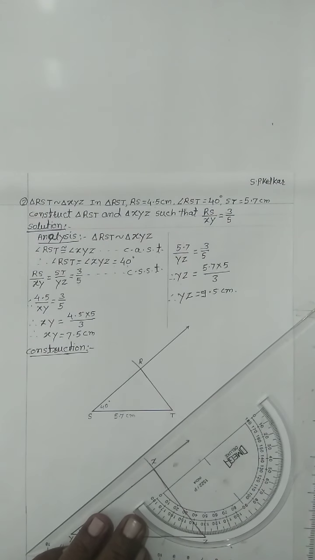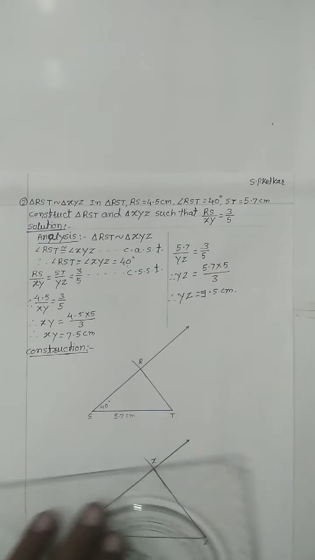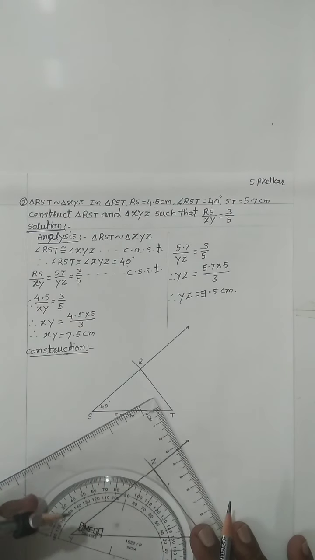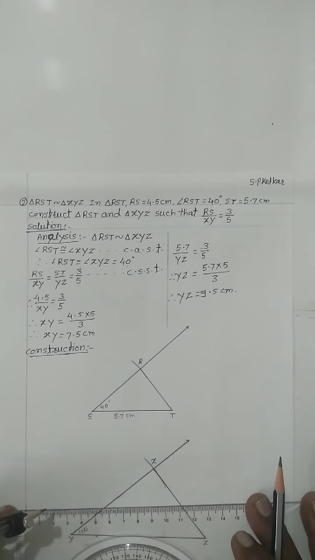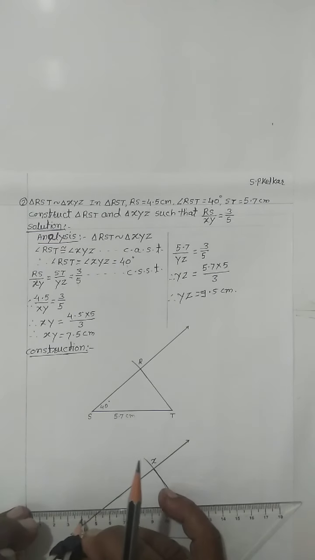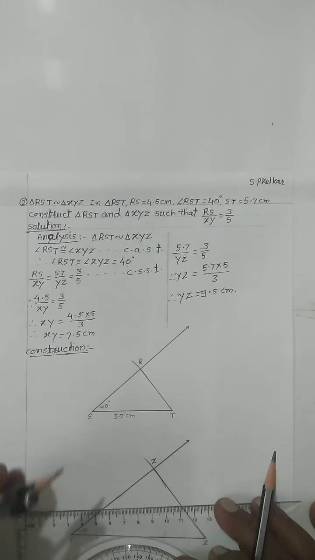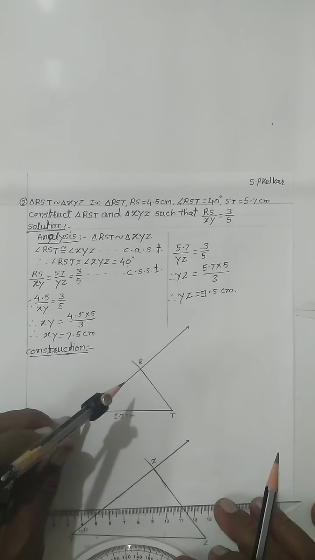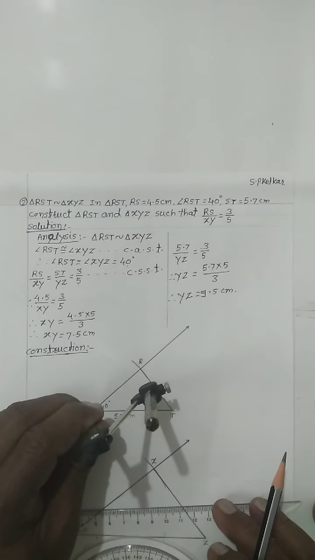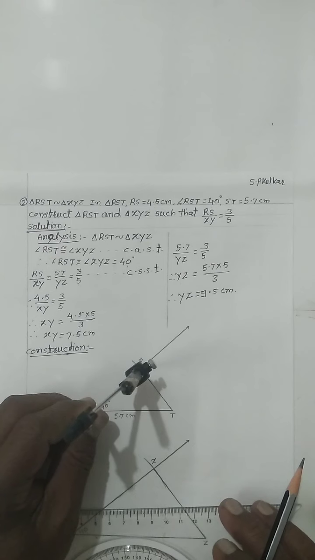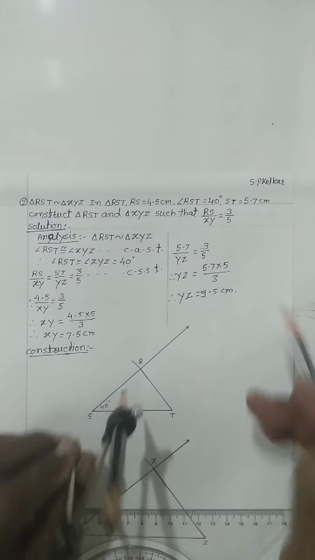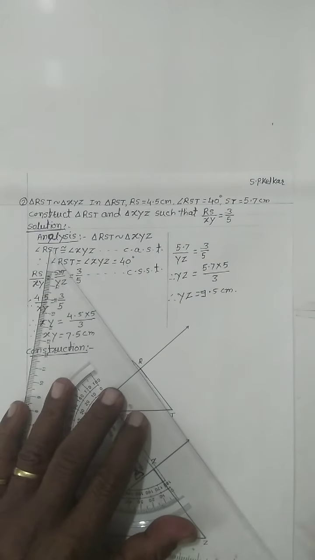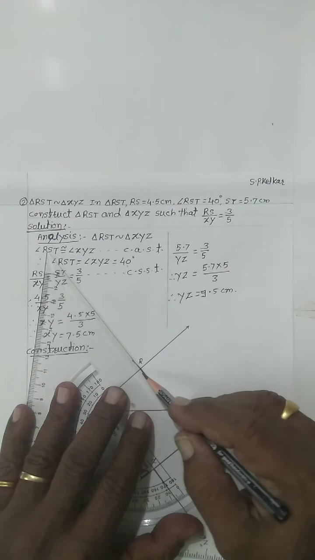Then take a compass and take a distance of RS. Length of RS 4.5 centimeter. Take a 4.5 centimeter distance between two terminals of the compass. Then draw the arc from point S on this ray. In this way this arc intersects the ray at point R. Then join this R with T. We get the third side of the triangle RST.